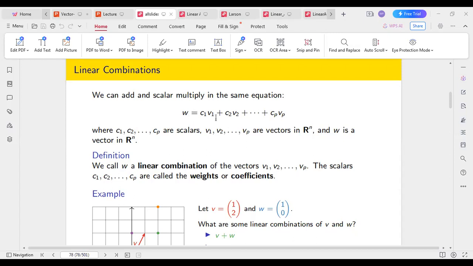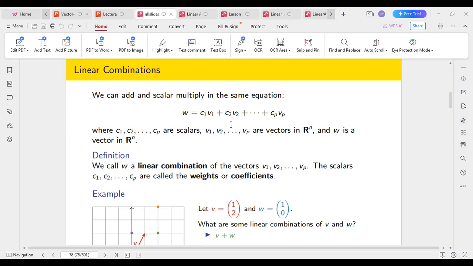Suppose W equals C1 B1 plus C2 B2 plus dot dot plus CP BP, where C1, C2, up to CP are scalars and B1, B2, up to BP are vectors in Rn. That means n-dimensional space, and W is a vector in Rn. So the scalars belong to the real numbers, and W is a vector in n space. By the definition of linear combinations, we call W a linear combination of the vectors B1, B2, up to BP. The scalars C1, C2, up to CP are called weights or coefficients.